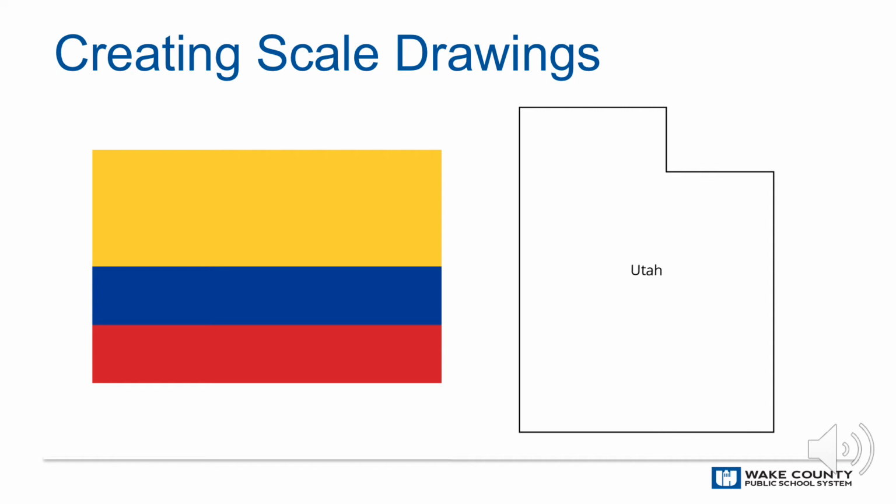Students will be creating their own scale drawings. Students will create different scale drawings of different images like this flag of Colombia or the state of Utah, and notice how the scale impacts the drawing. Students will be finding the scale, given lengths on a drawing and actual lengths. They will create scale drawings given scales with units, for example, 1 inch to 10 feet, and understand how different scales affect the size of the drawing.